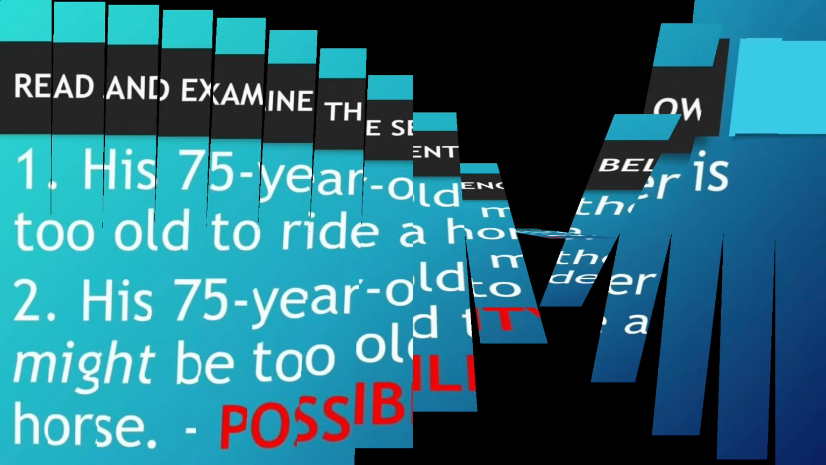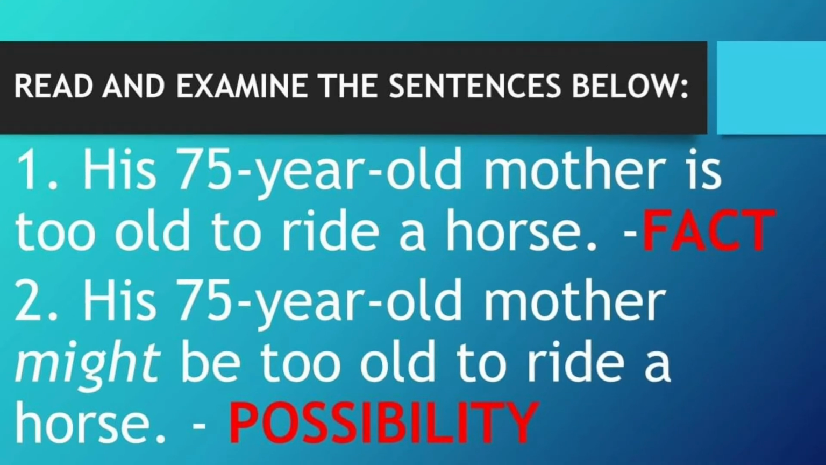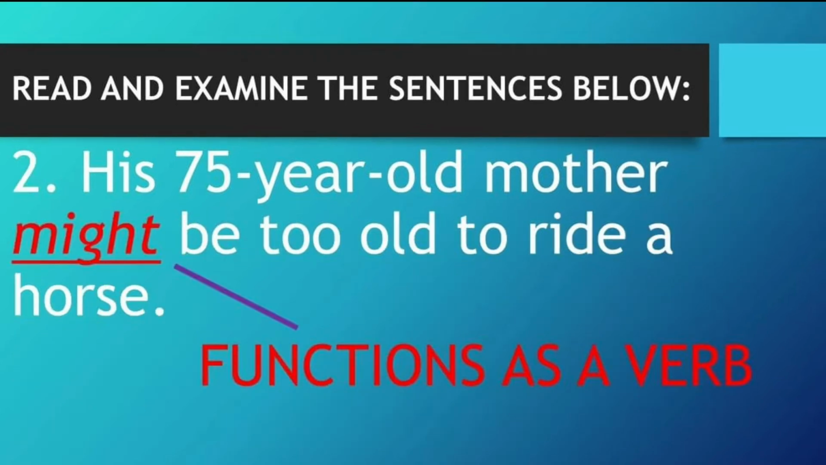Sentences 1 and 2 have different meanings. Sentence 1 states a fact that his mother is too old for horseback riding. Sentence 2 expresses the possibility that his mother could no longer do horseback riding due to her age. Our clues are the modals "too old" and "might." The presence of the word "might" in sentence 2 makes the meaning different.